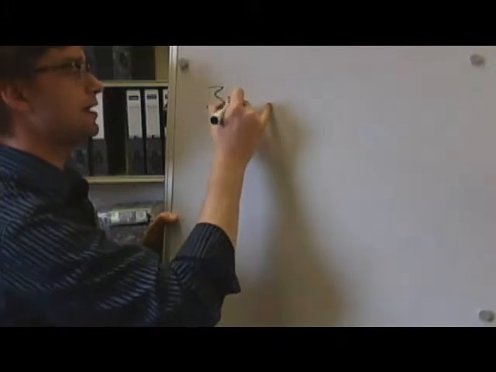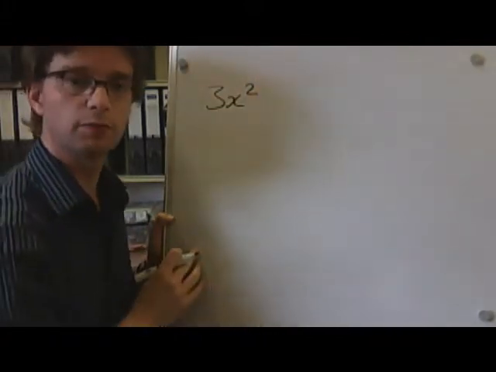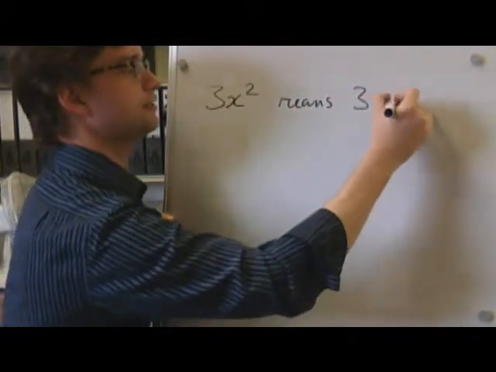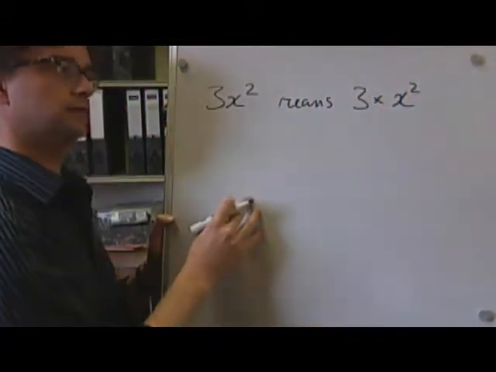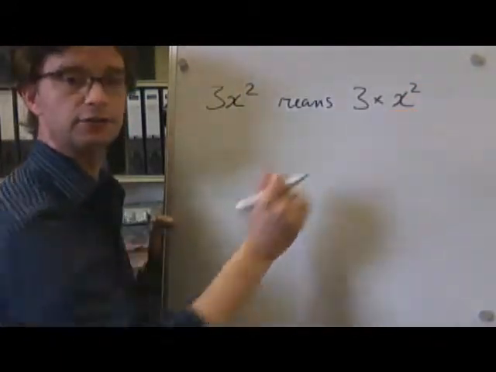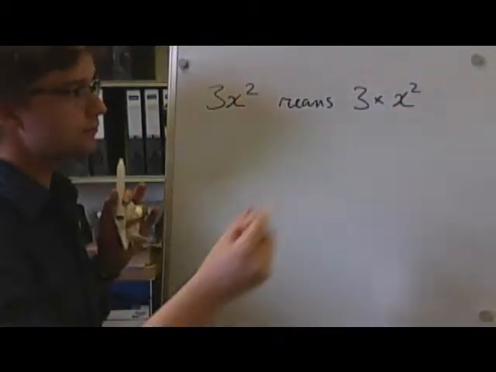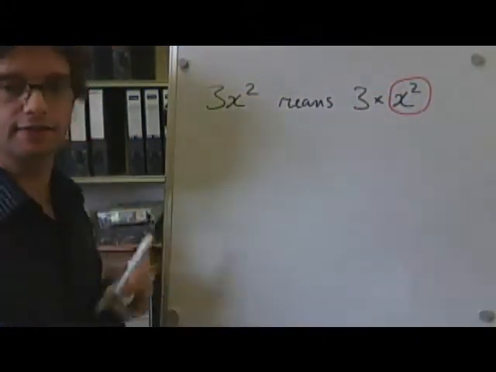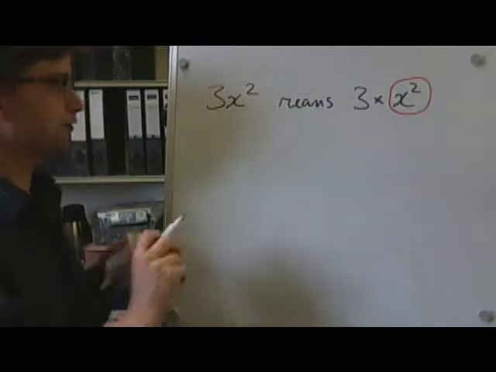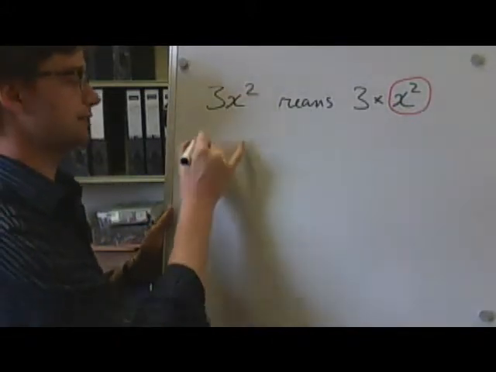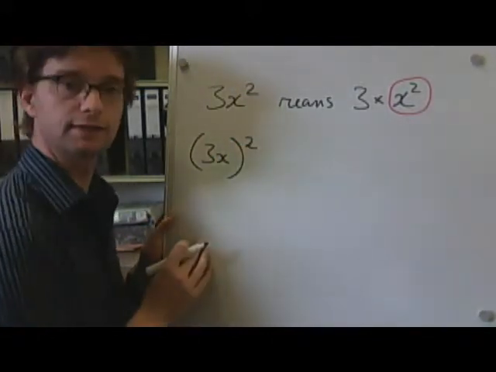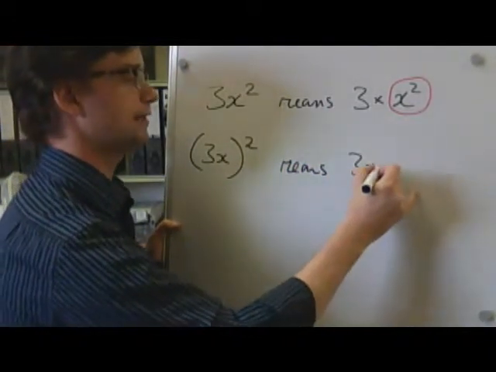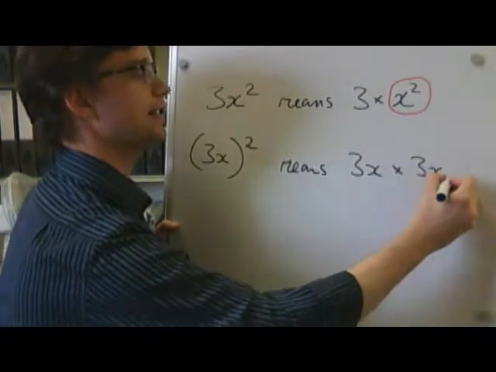is that 3x squared, as an example, this means 3 times x squared, and the squared is only acting on the x. This is x squared, and the 3 doesn't get squared. It's different to (3x) squared, which means 3x times 3x.